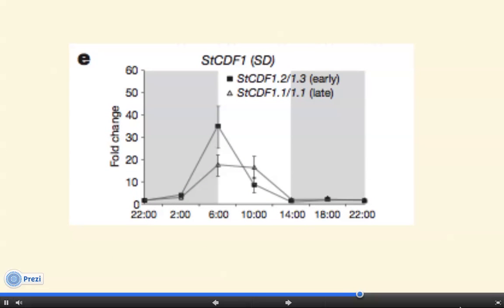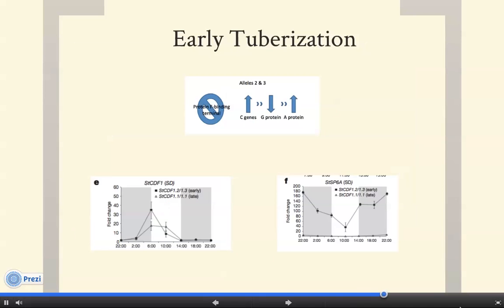As seen in this graph, alleles 2 and 3 peak earlier in the day, while the fold change in allele 1 occurs later in the day. It is also important to note that under short day conditions, alleles 2 and 3 have more than double the amount of fold change than allele 1. As seen in the graphs, alleles 2 and 3 initiate tuberization earlier in the day and are therefore supported by short day conditions.